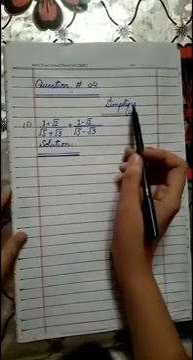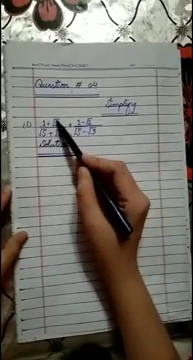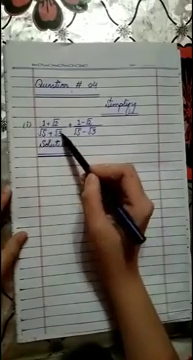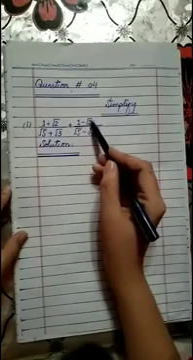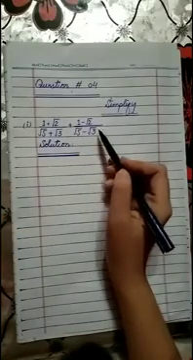Students, in question number 4, the question is to simplify. We have to simplify the given term: 1 plus square root 2 over square root 5 plus square root 3, plus 1 minus square root 2 over square root 5 minus square root 3. We have to simplify it.